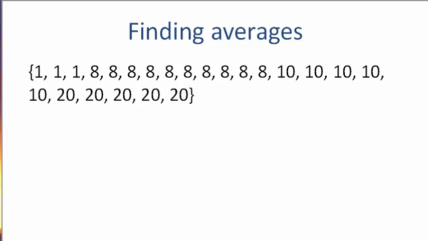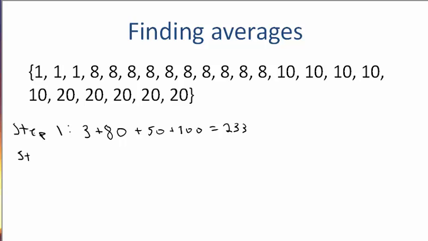I want to add up all the values in my set, and I don't want to write 1 plus 1 plus 1 and so on because I'm too lazy. So step 1 would be to take the sum of these. I have 3 1s, so that's 3. I have 10 8s, so that's 80. I have 5 10s, so that's 50. And I have 5 20s, which is 100. And I'm going to take that sum, and I end up with 233. So that's step 1.